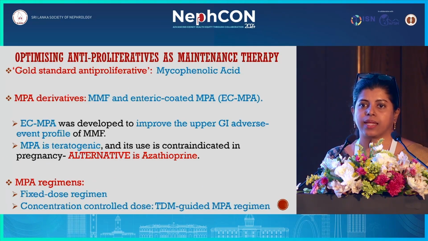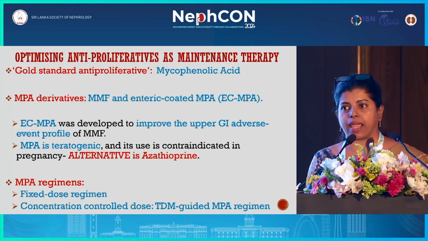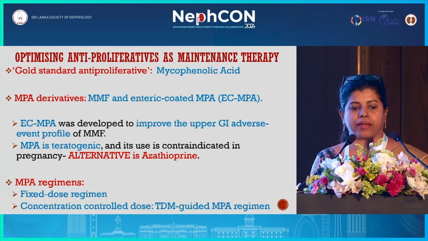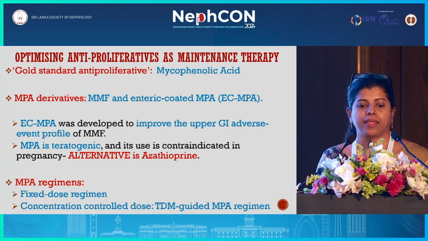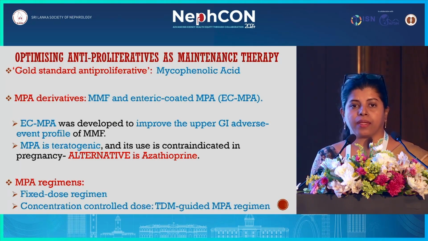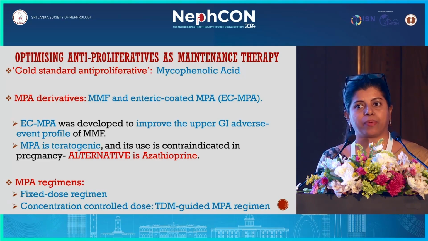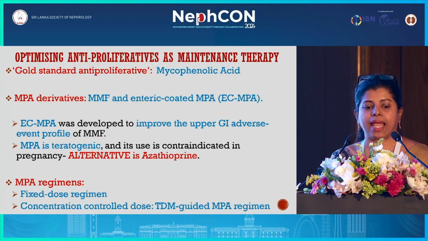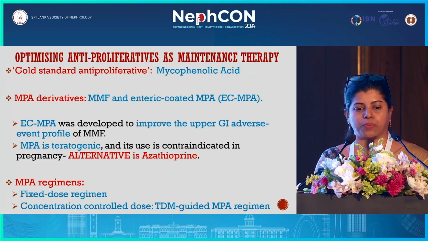Now, coming to anti-proliferatives as maintenance therapy. Again, here the gold standard and tried and tested drug is mycophenolic acid. There are two preparations. The enteric preparation is to improve the upper GI adverse event profile of MMF, and then there is mycophenolate mofetil. Just to remember that MPA is teratogenic, so in a pregnant patient, obviously you will choose the inferior alternative, which is azathioprine.